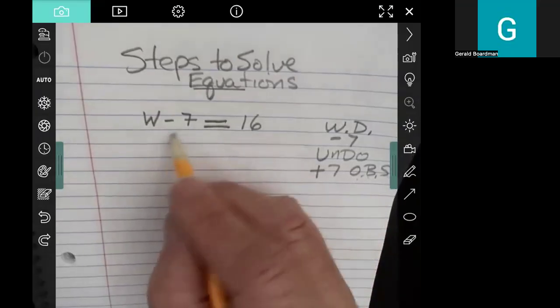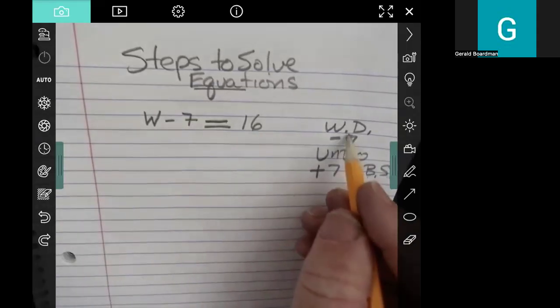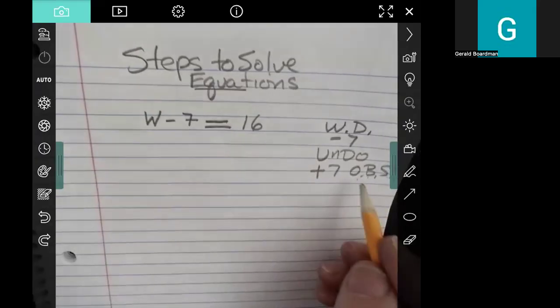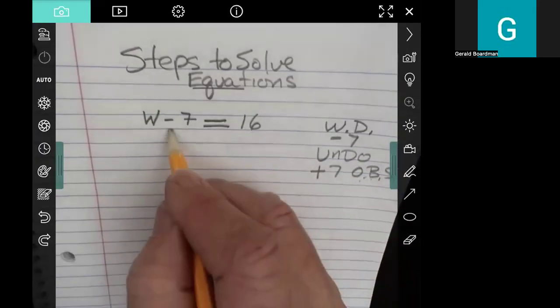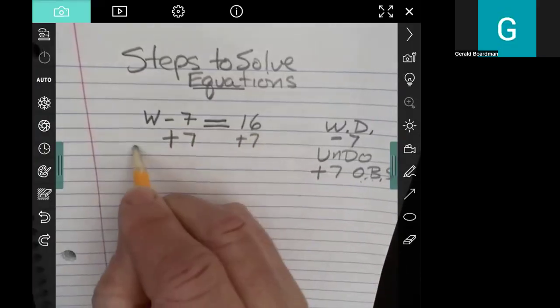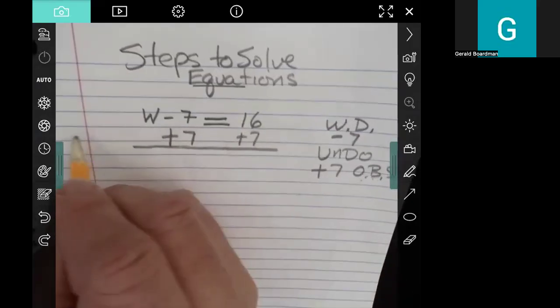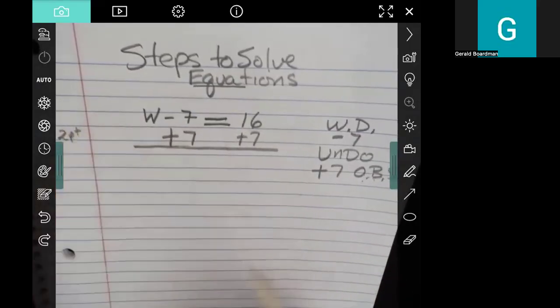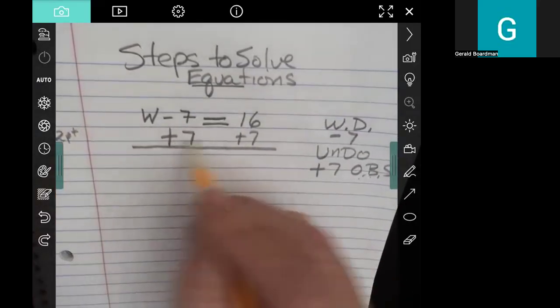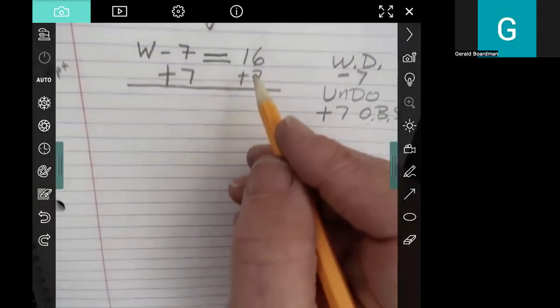So think of this as a seesaw with this on one side and this on the other. So here, what's done is subtracting 7. So I am going to show adding 7 on both sides of the equal sign. And then I draw a line. So, see that plus 7 on both sides? That's worth 2 points. If you don't show the plus 7 on both sides of the equal sign, you're going to lose 2 points right away.